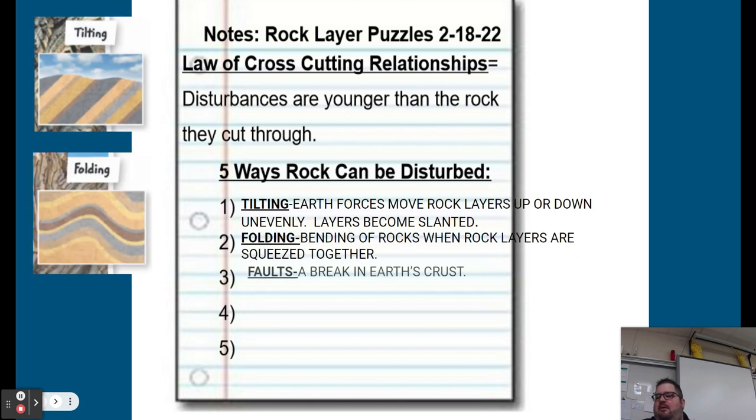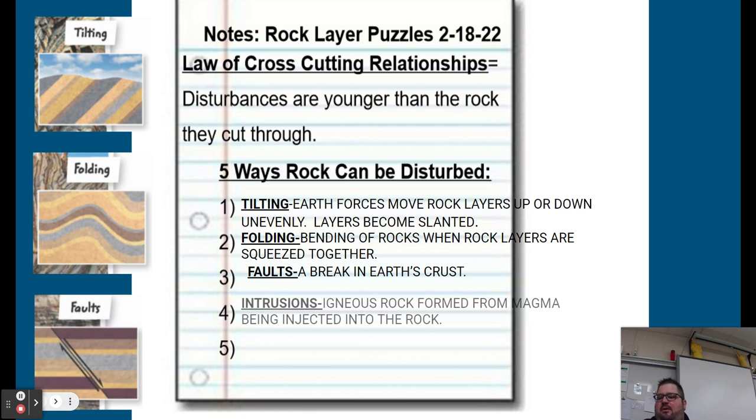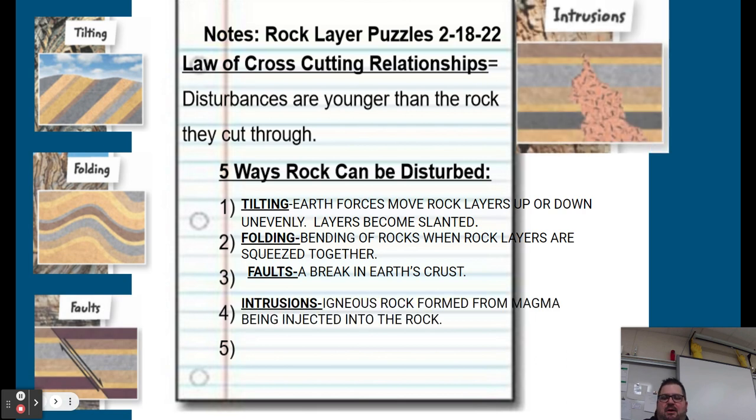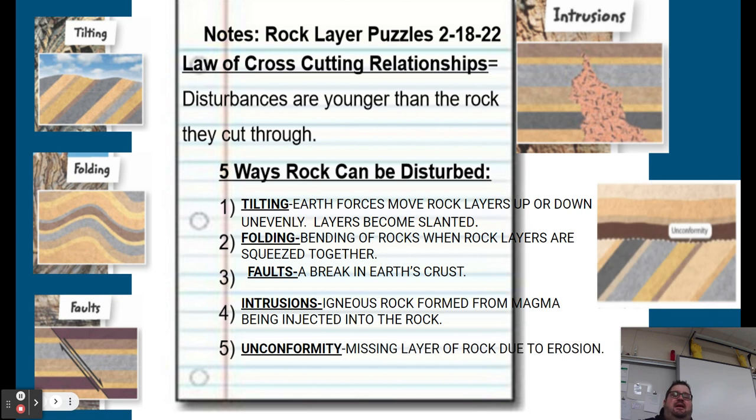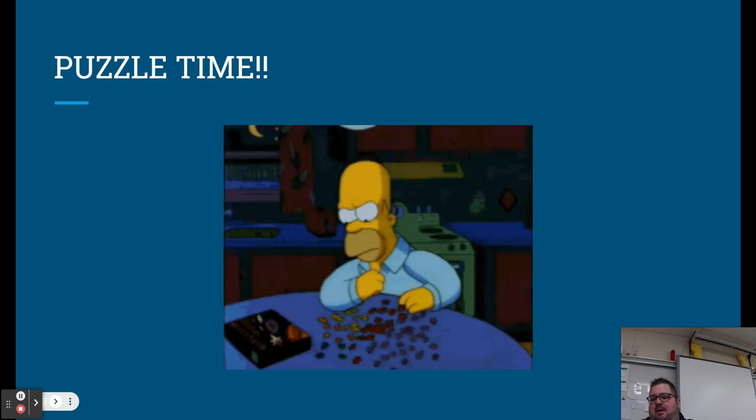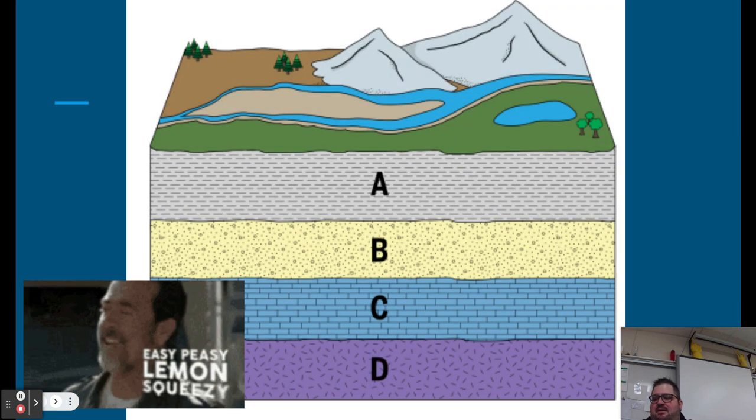folding, faults, which we've talked about before, intrusions, which we've talked about before, and the last one is unconformity, which is just there's something missing. And typically, unconformity is going to happen due to erosion. So at some point, if you look at the picture there right above my video, that rock layer was exposed to the surface. It was weathered and eroded, so it's gone. And then more stuff has been deposited on top of that. That's an unconformity.